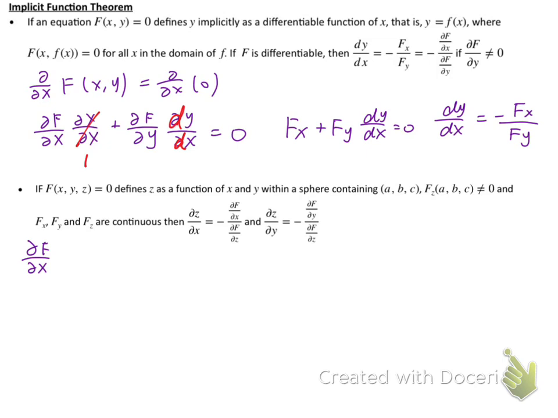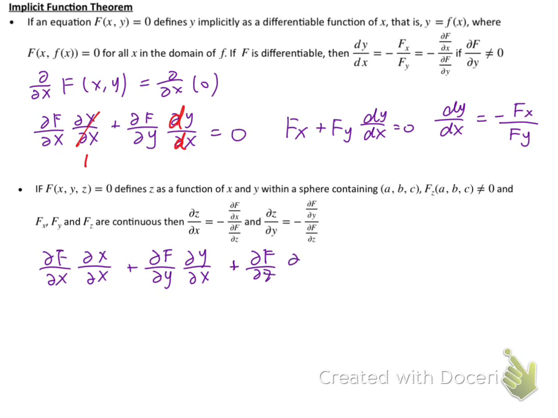Sorry, I'm trying to take derivative. I don't think that's the right notation. I'm trying to do this. So what happens is that we are going to have partial f, partial x, partial x, plus partial f, partial y, partial x, plus partial f, partial z, partial x equals 0.